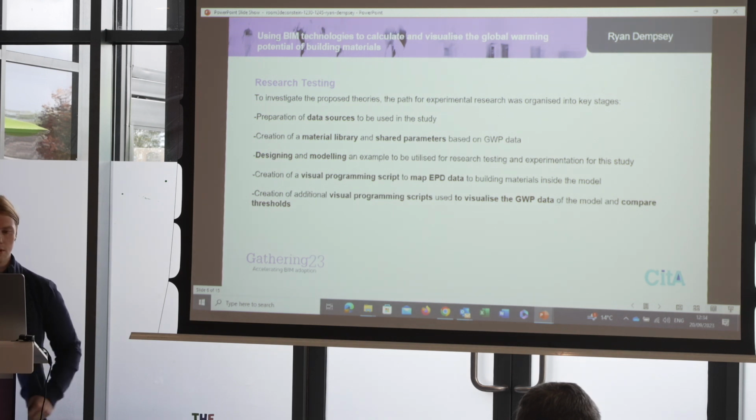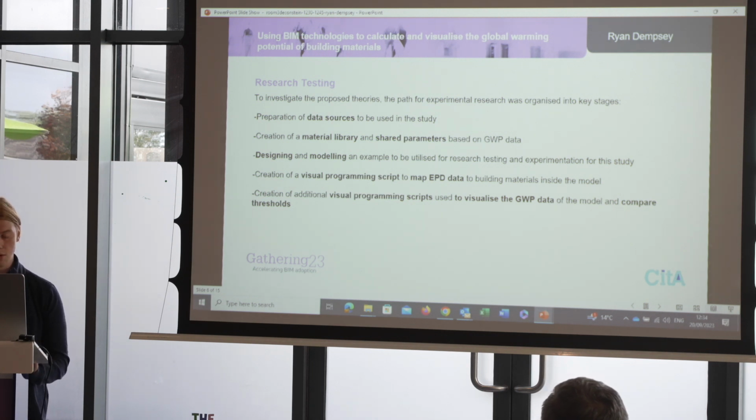For the research testing, it was organised in key stages. So the first was the preparation of data sources to be used to study the creation of a material library, essentially a green template of materials, and shared parameters based on GWP data and based on standards EN 15804 and calculation on EN 15978.